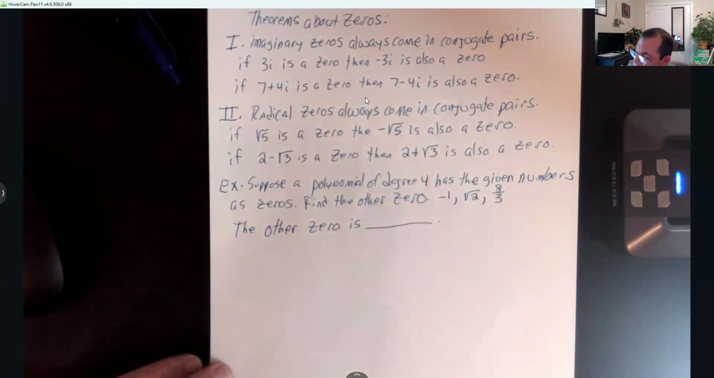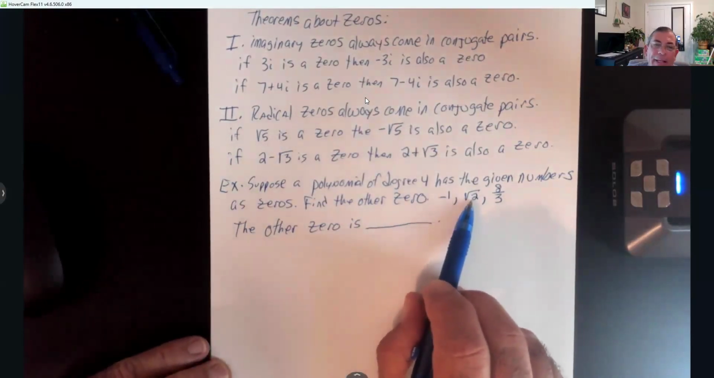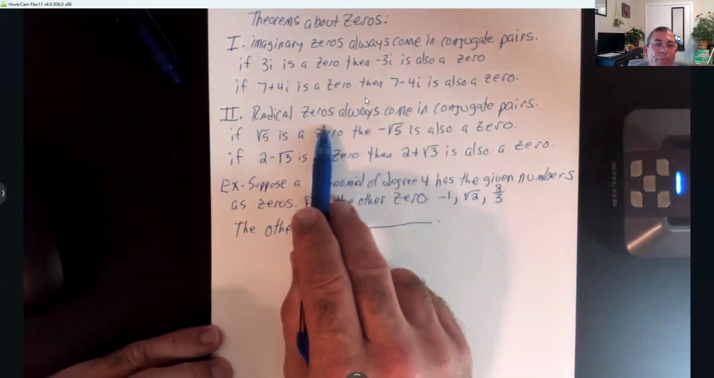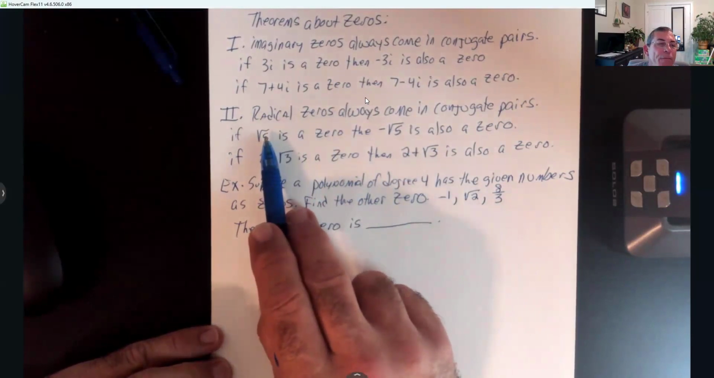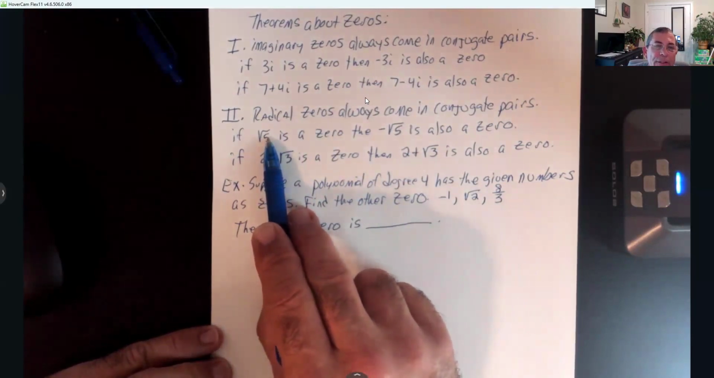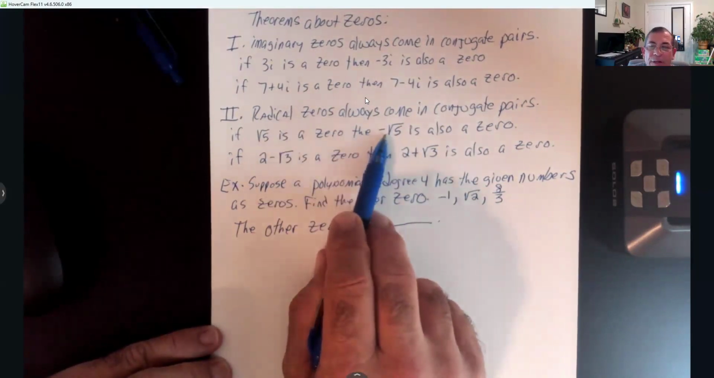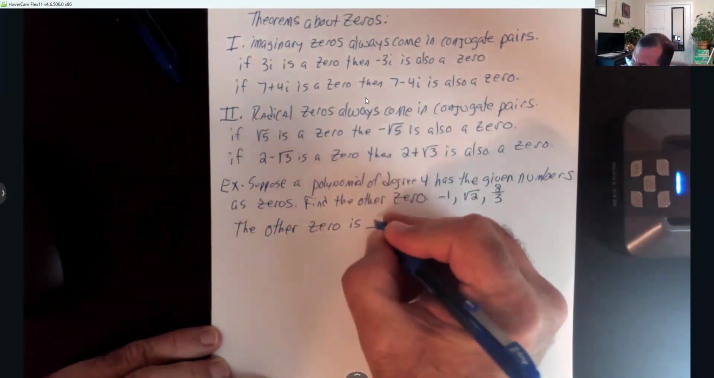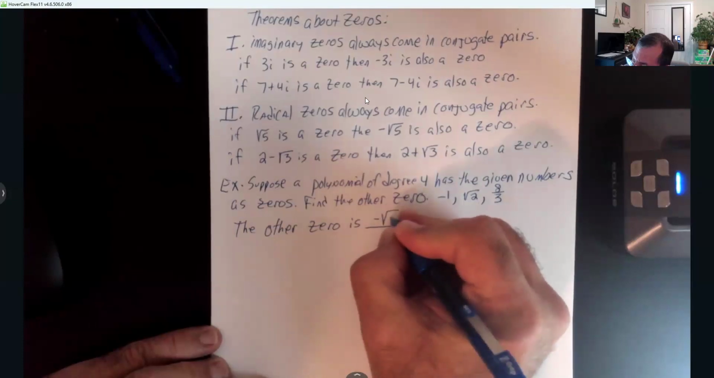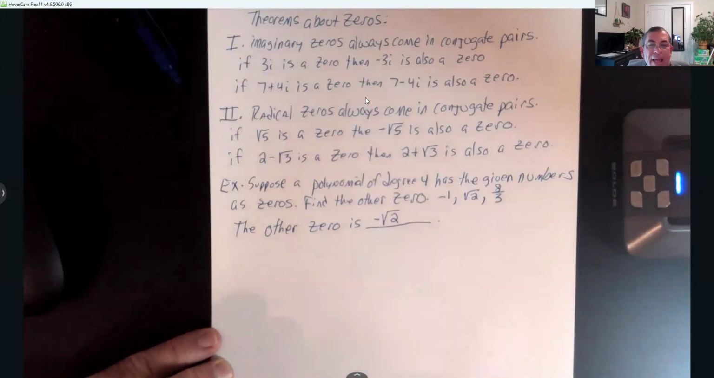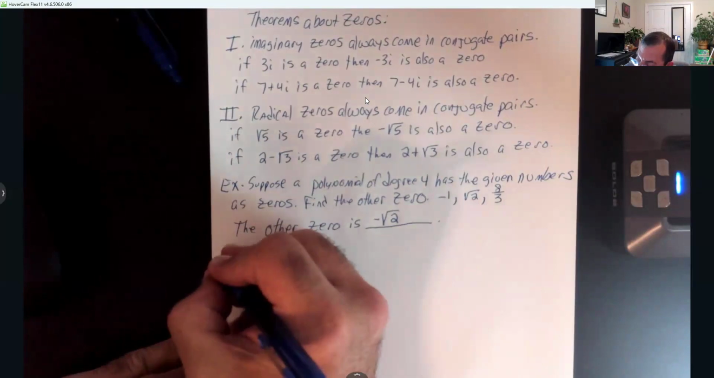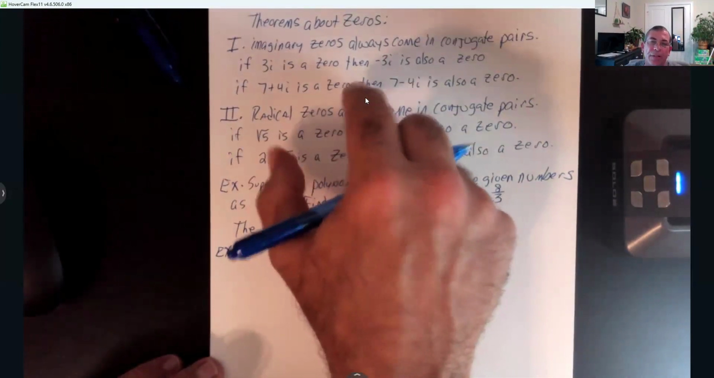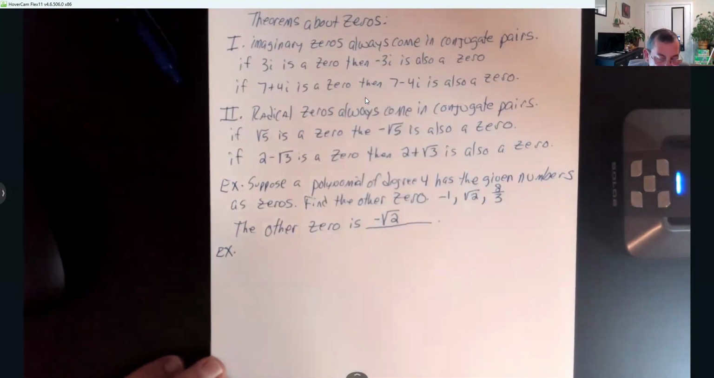But let me show you on this one. I'm looking at that square root of 2. Based on this theorem, they told me if one square root was a zero, then its negative is a zero. So since they gave me a square root of 2, that means my other zero has to be a negative square root of 2. Okay, so these questions are based off of this stuff right here, okay?